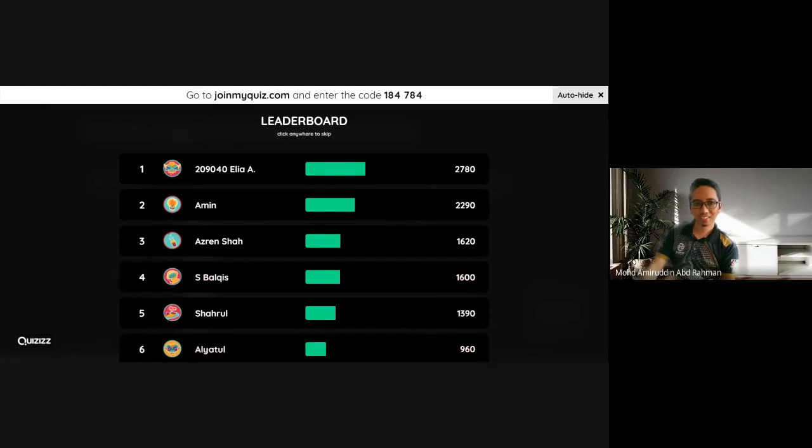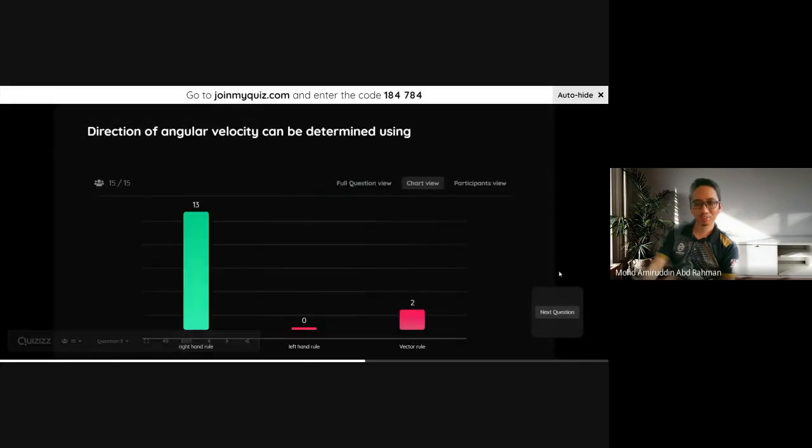Okay, Balkis is now moving up. All right. So, some of you also used the vector rule. Remember that the direction of angular velocity can be determined using the right hand rule. So you use the right hand rule.